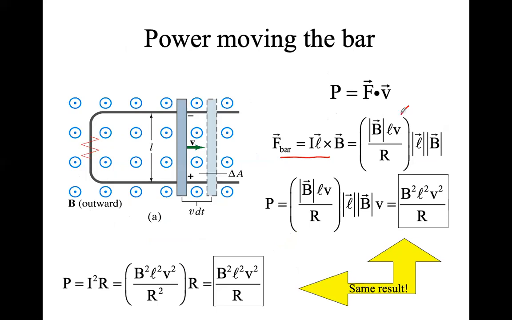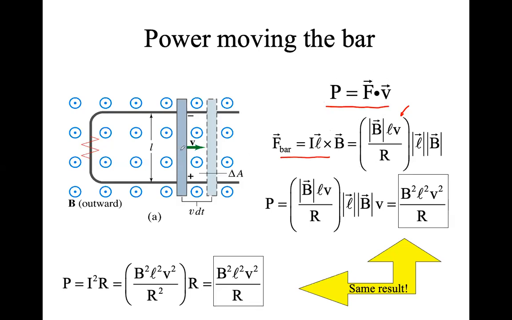Well, on the last slide, we just decided B times the length of the bar times its speed divided by R is the current, okay? And then I'm multiplying by the same length, and I'm multiplying by the same magnetic field again, right? And I'm using then the power equation that hopefully Professor Tech talked to you about. A force times a velocity gives you a mechanical power.